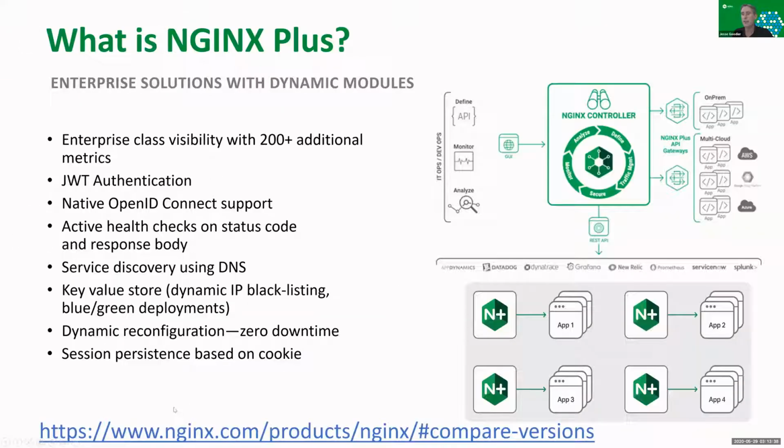I did ignore the link down here. I realize you can't click it, and I apologize for that. If you go to Google though and type in NGINX Plus Matrix, it will bring up this link. It'll give you a handy chart with clickable links for how to configure each one of those components.